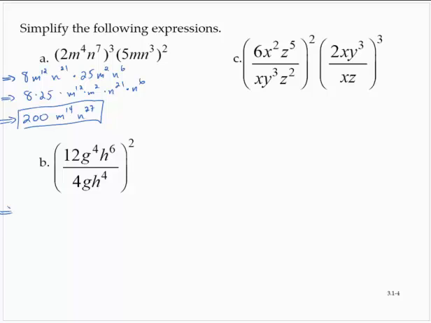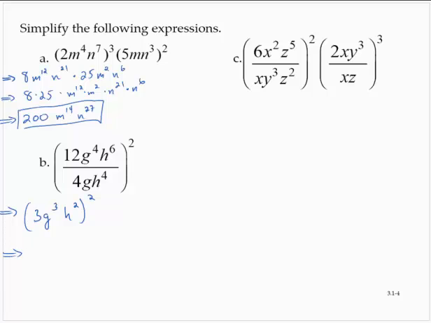Exercise B. In this situation, I'm going to simplify on the inside first. I see that 12 over 4 is a 3. I have a g to the fourth over g to the first, so that's a g to the third. And then I have an h to the sixth over h to the fourth, so again subtracting exponents, that's h to the second. And then I'll raise that whole thing to the second power.